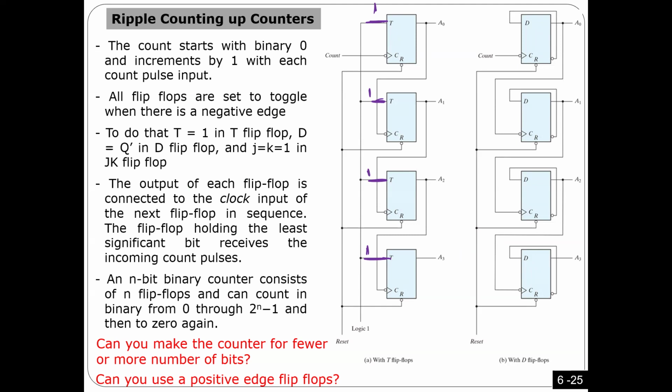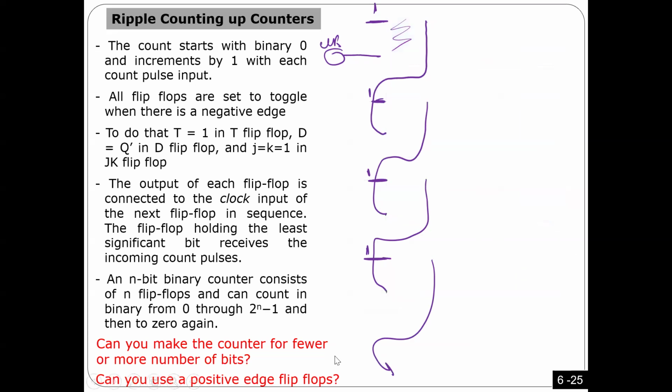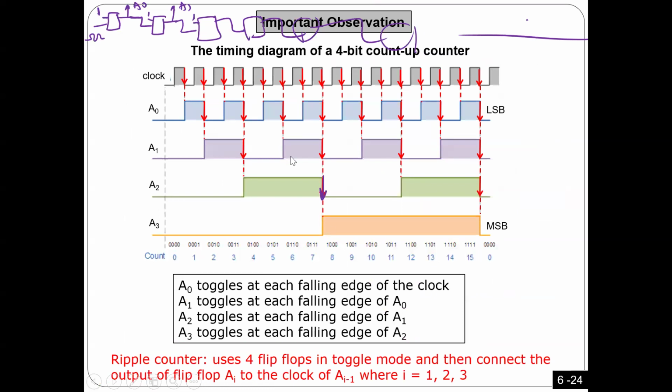All of their inputs are 1, and the clock of the counter is gonna be input to the first one, and the output of this one is gonna clock-trigger the next one. The output of this one triggers the next one, and so on. Very easy, right? And it's supported by this observation. That's why it's called ripple. Ripple means every flip-flop is gonna trigger the next one. That's the meaning of ripple.